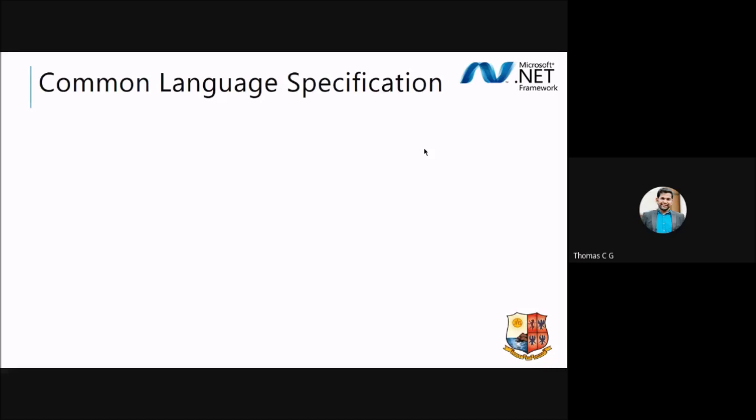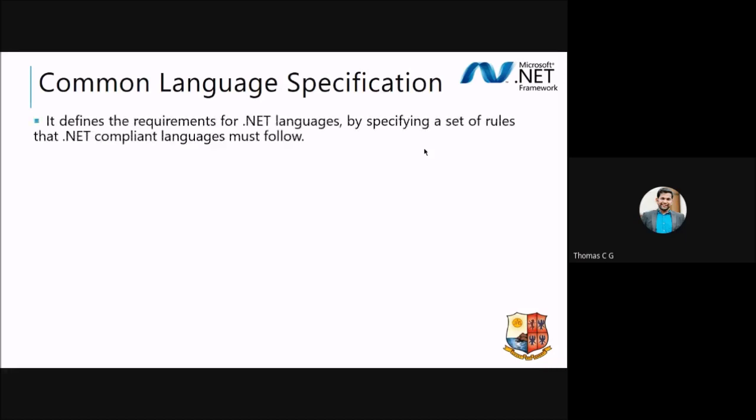Common Language Specification. What do you mean by specification? I've already told you that there is a set of requirements for .NET languages. You set a set of rules, and if the rules are followed by a particular language, then it can be a .NET compliant language. So C# obviously follows all the rules. To be on the safer side, I'll say that Java also follows the rules, but since they are rivals, it's not officially supported by .NET. But the rules which .NET requires need to be followed by the languages which are coming into its picture, and it can take them.